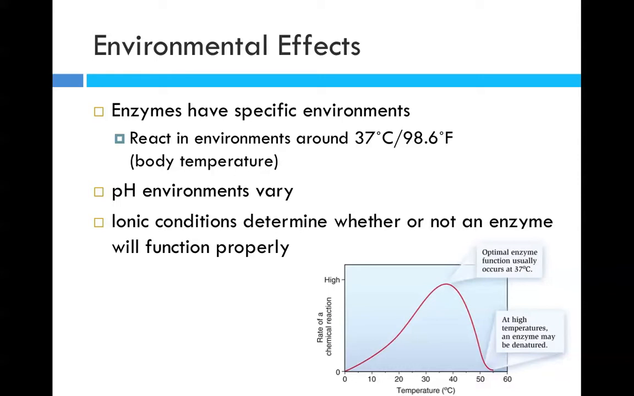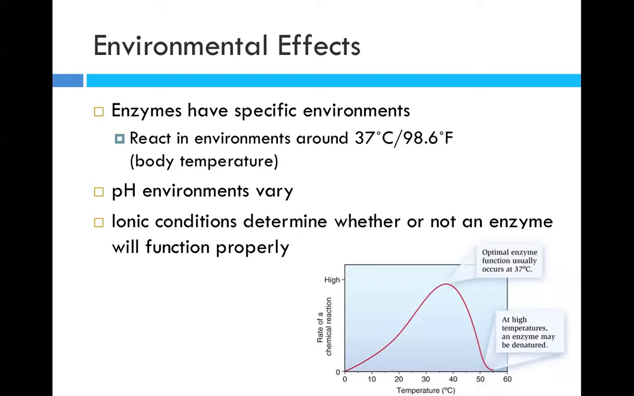Environmental effects. Enzymes perform under specific environments. Most of them react in an environment temperature of 37 degrees Celsius or 98.6 degrees Fahrenheit, which is the body temperature. However, pH environments can vary because they're found all over the body, and so around the stomach would be acidic because of hydrochloric acid, but basic somewhere else in the body. And ionic conditions determine whether or not an enzyme will properly function. So basically, where it's located in your body, so if there's a lot of salt or something, it will disrupt the active site and stop the rate of reaction.